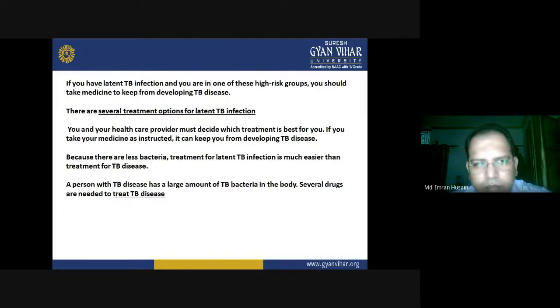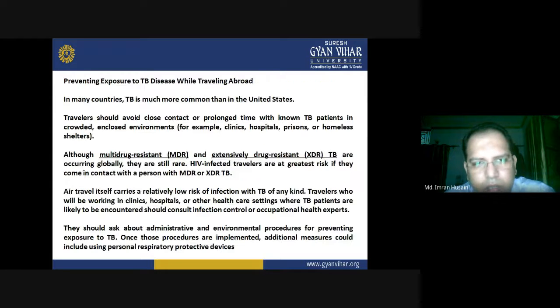If you have latent TB infection and you are in one of these high risk groups, you should take medicine to keep from developing TB disease. There are several treatment options for latent TB infection. Because there are fewer bacteria, treatment for latent TB infection is much easier than treatment for TB disease. A person with TB disease has a large amount of TB bacteria in the body. Several drugs are needed to treat TB disease.